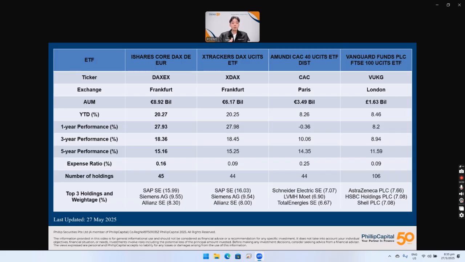So some may buy more, maybe 45 holdings, some may buy 44 just to balance it out or diversify. And then next we have Parasite, which is tracking the CAC 40, which is the French 40 biggest. The breakdown is there. One year performance is not that great, but year to date relatively good, at 8.26%. All these once again updated just today.